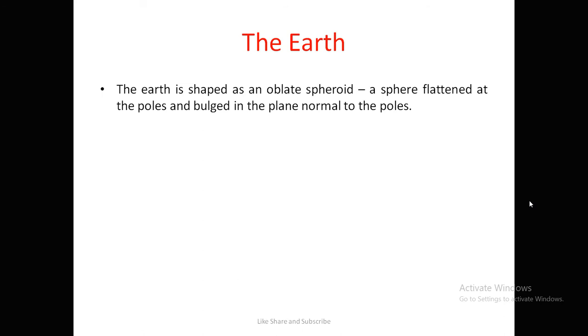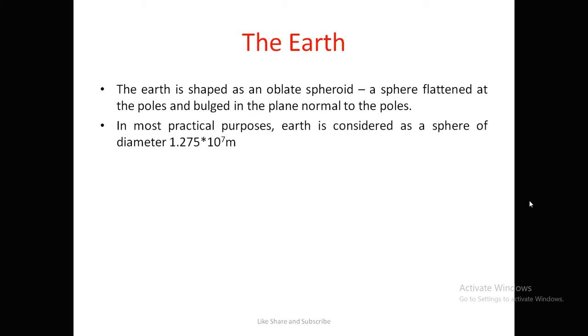The Earth is shaped as an oblate spheroid. That means a sphere flattened at the poles and bulged in the plane normal to the poles. This is a very important shape. Actually, it's not a spherical shape. It is an oblate spheroid. That means we need to press it at the poles so that it will be bulged at the plane normal to the poles. So obviously it will be bulged at the equatorial line. So the shape of the Earth is called an oblate spheroid.